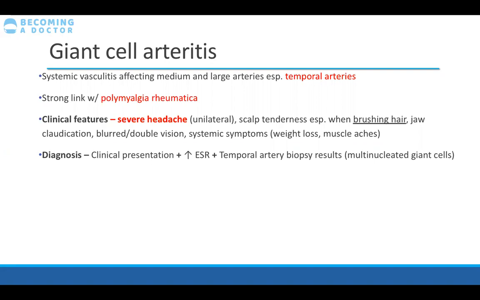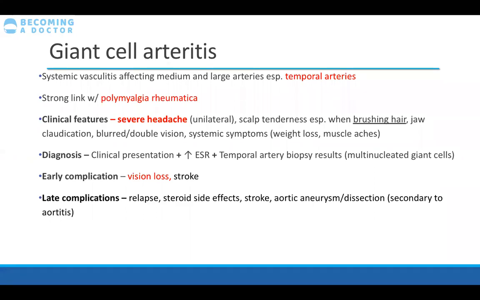The diagnosis is based on their clinical presentation. You can do inflammatory markers, so see if the ESR is raised, and your temporal artery biopsy results. An important thing to note is the complications. So an early and important complication to be aware of is vision loss with giant cell arthritis, and stroke. And then there are a few late complications: they can relapse, they can have the side effects of steroids, strokes, aortitis leading to an aneurysm or dissection.